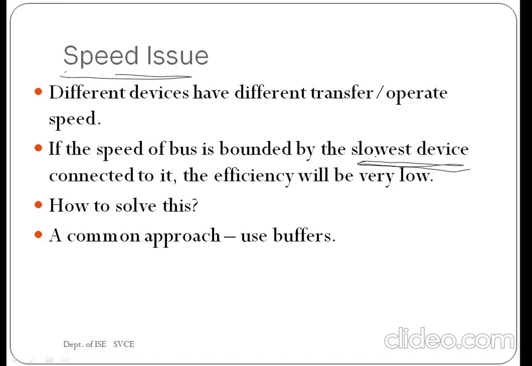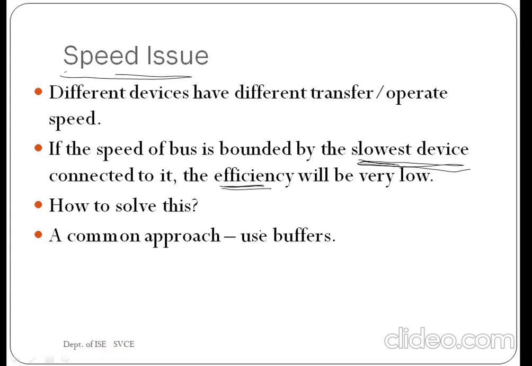Because of this, what happens? Even though other functional units are working at a faster rate, or the speed is very high, this condition forces even the fastest device to work at a slower speed. Due to this, the efficiency may go down. We are going to discuss these speed issues in detail in the later topics. So what is the simple solution for this speed problem?